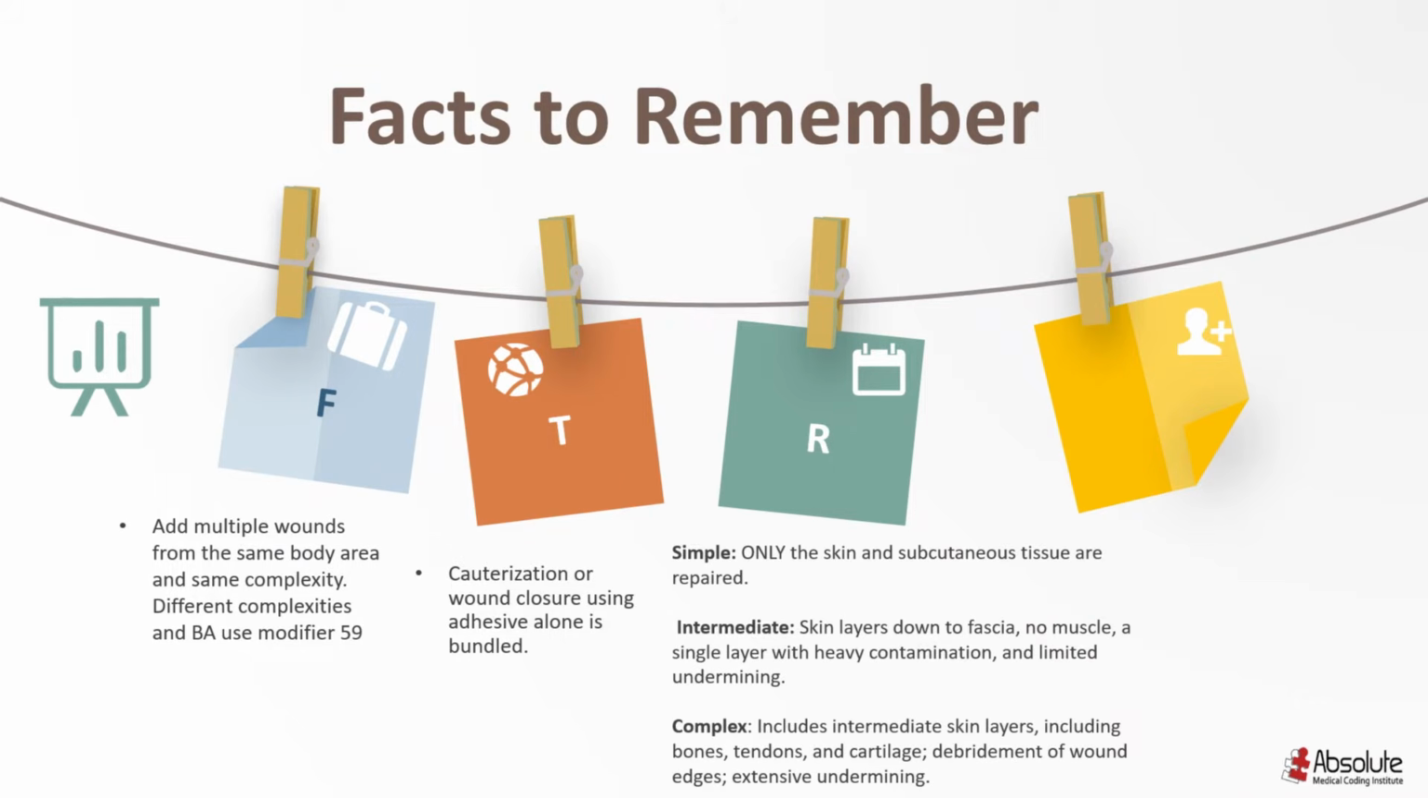You have three classifications of laceration repair: simple, only skin and subcutaneous tissue are repaired; intermediate, skin layers down to fascia, no muscle, a single layer with heavy contamination and limited undermining is performed. Complex repair includes intermediate repair of the skin layers, including the bones, tendon, cartilage, debridement of the wound edges, and also involves extensive undermining. Finally, decontamination or debridement are coded separately if significant.